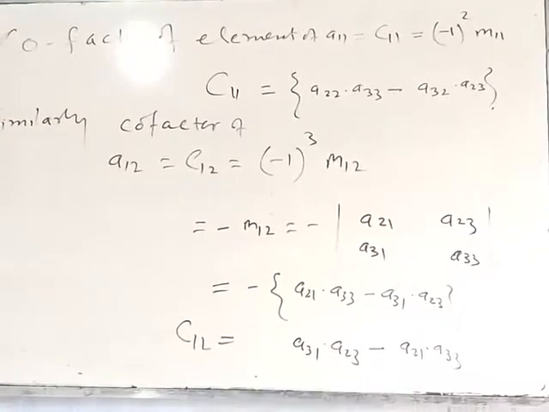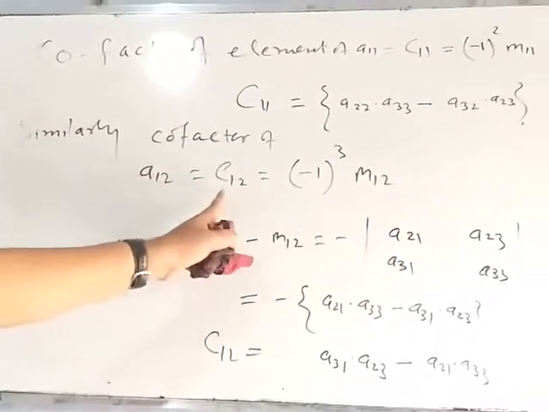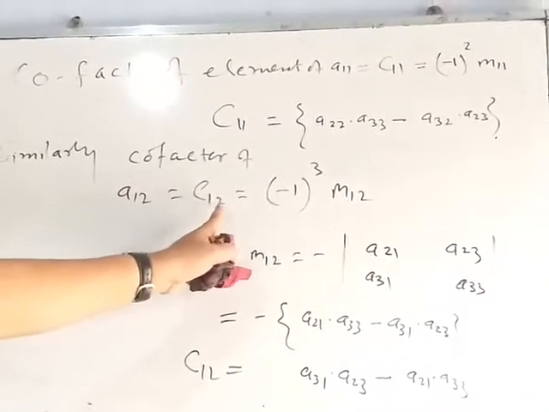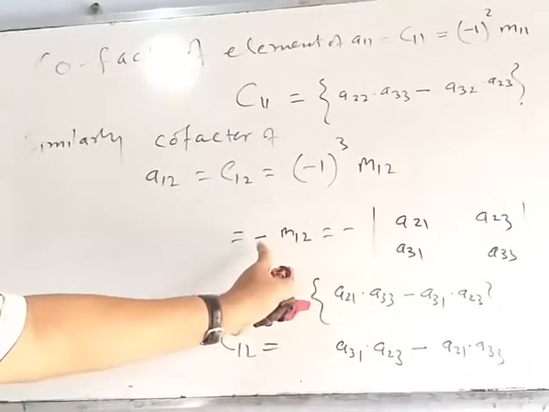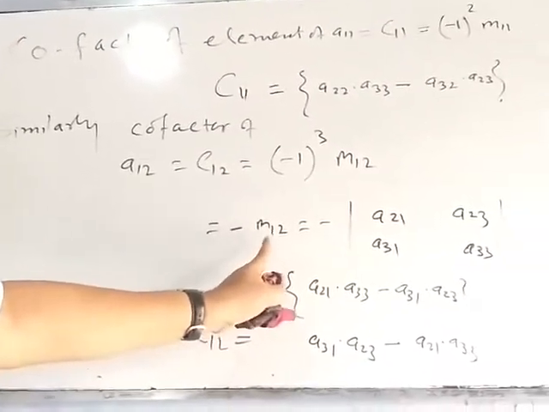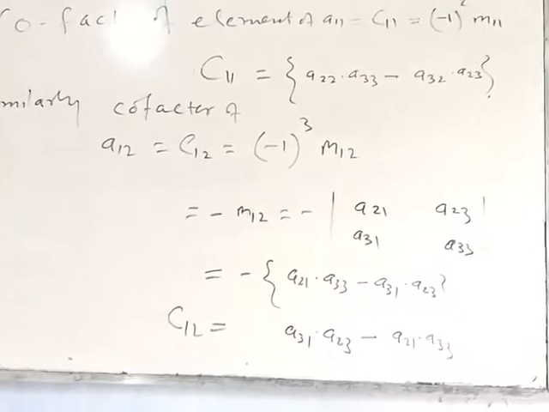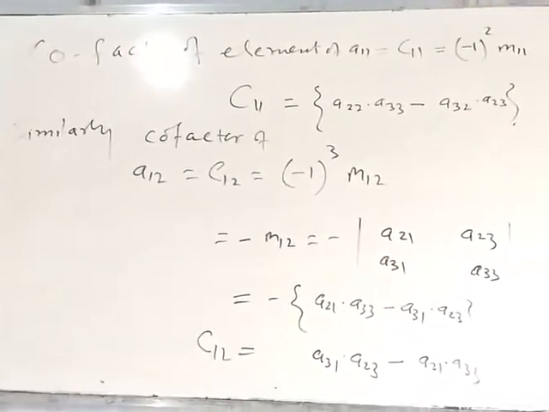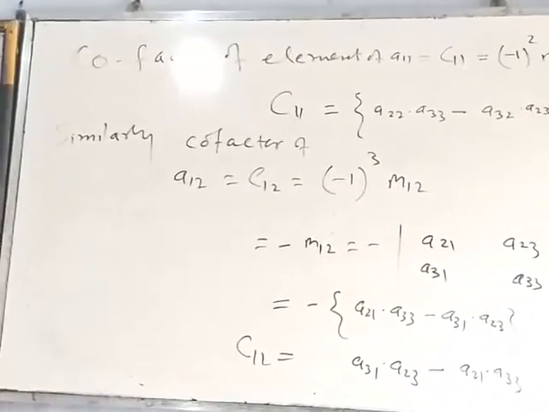So, in case of A12 cofactor C12, here 1 plus 2, 3 is odd, so minus 1 power 3, so a negative sign will be before the minor. So, this is the way to find cofactors of elements of a determinant. So student, minor and cofactor are clear.